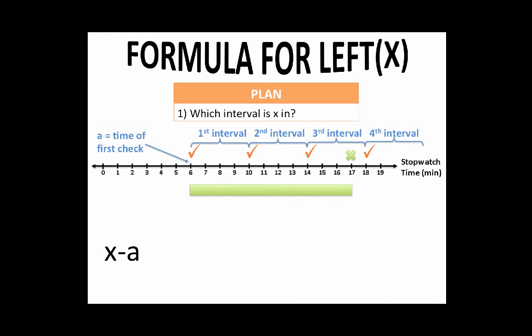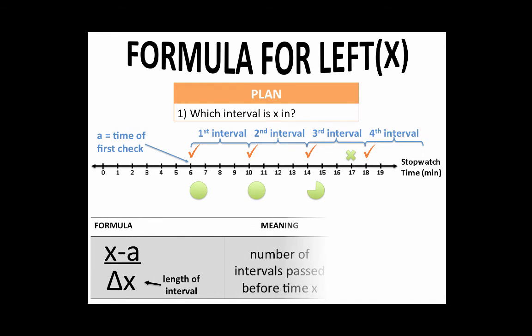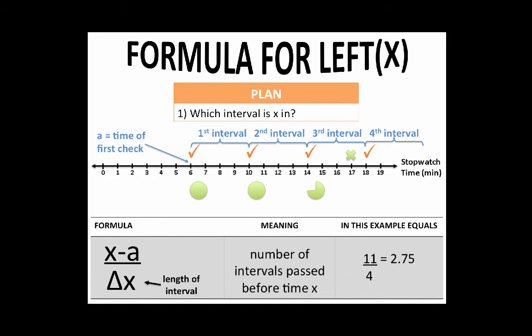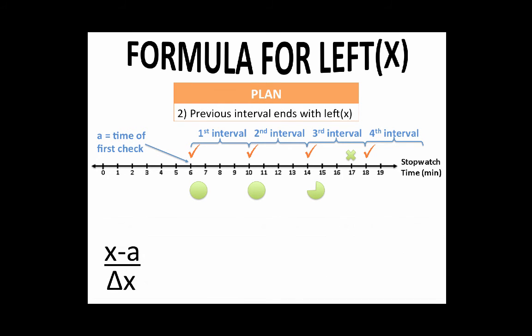Now, if we divide this by delta x, the length of an interval, we get how many delta x's fit into x minus a. In other words, this gives us how many intervals passed up until our current time x. In our example, 2.75 intervals. We have now completed the first step of our plan. In our example, we know that our current stopwatch time x is between Bob's second and third velocity checks.